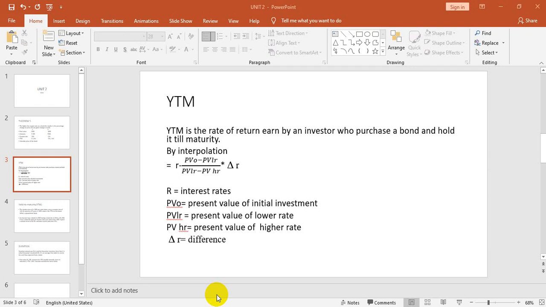We have to make an assumption and select the interest rate. So that is the reason we use the interpolation method. If you remember, in capital budgeting, IRR problems will be done in your second semester. So in that you use this formula: PVO, PVLR minus PVHR, that is, initial investment, present value at lower rate, present value at higher rate, and the difference.